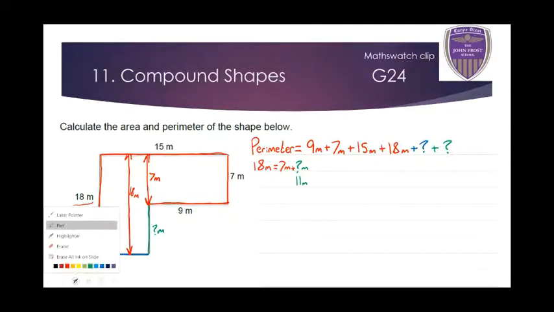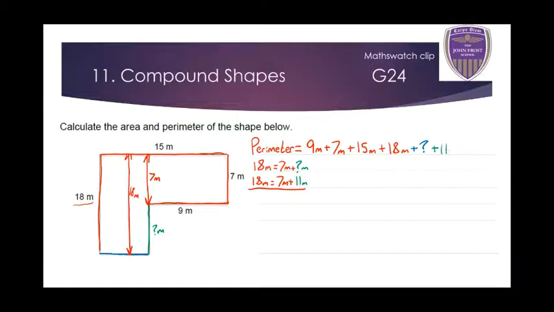Okay, you can double check this. So 18 meters, 7 plus 11 is indeed 18. So I'm happy with this. This is good. So I can correct this green arrow to say 11 meters. And I can update the shape here.